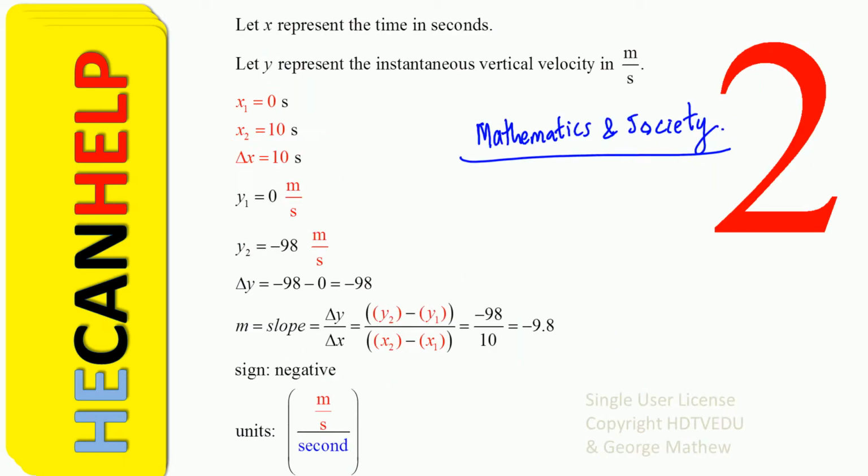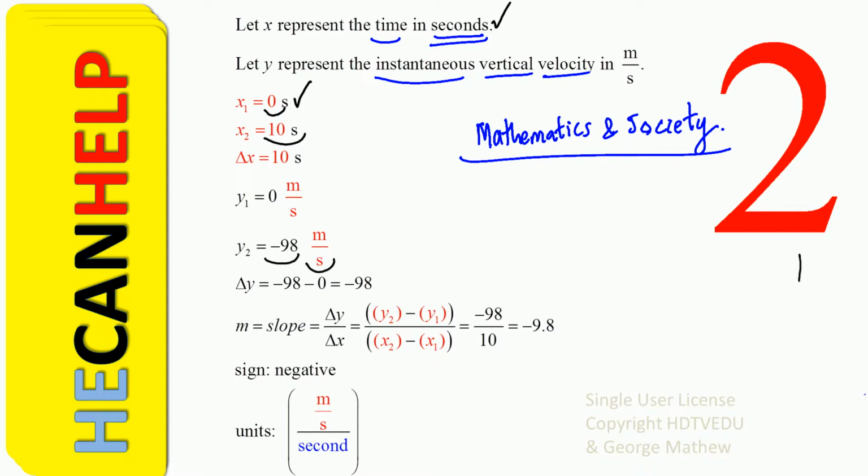Now let us go into mathematics and society. Let x represent the time in seconds. Let y represent the instantaneous vertical velocity in meters per second. Let's start the stopwatch at time t is equal to 0 seconds. When we start the stopwatch, we have 0 seconds. 10 seconds later, what is our velocity? Our velocity is negative 98 meters per second.